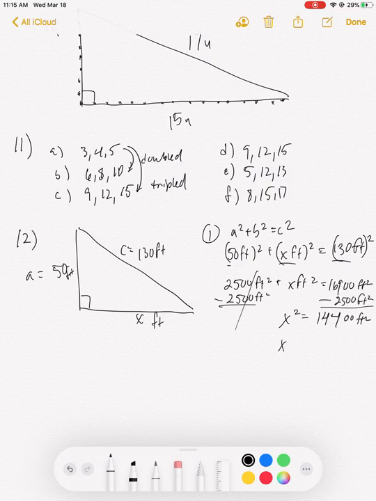Therefore, x is equal to the square root of 14,400, which is 120. This is feet squared, so I'm taking the square root of the feet as well to make feet at the end. So x is 120 feet. All right, well, that's our lesson. I'm going to go ahead and post a video about doing the first homework, for example, so you can get an idea of how those go.